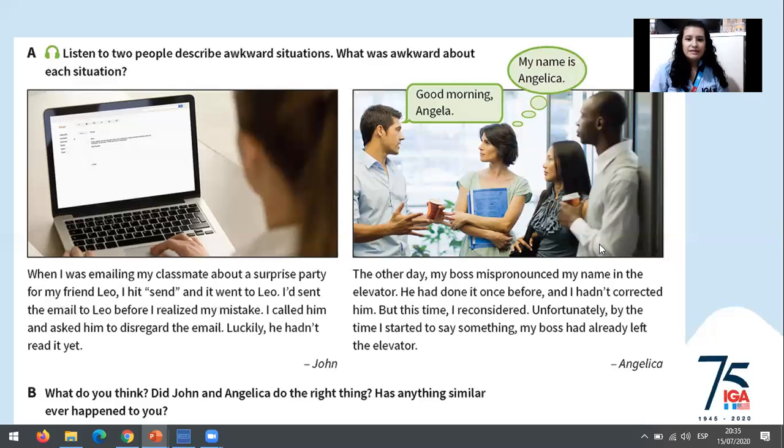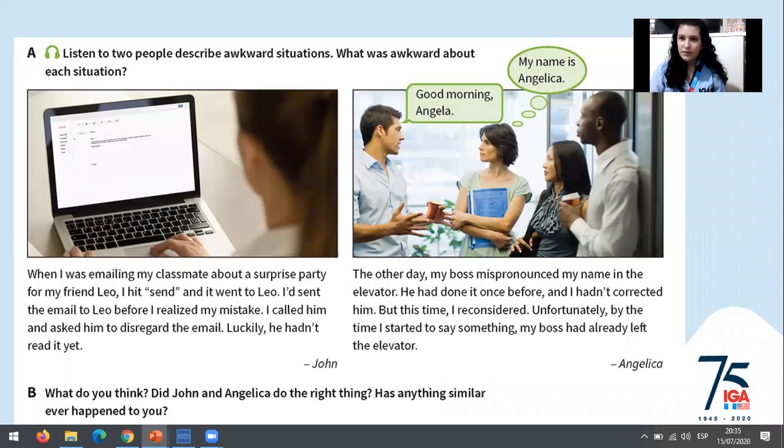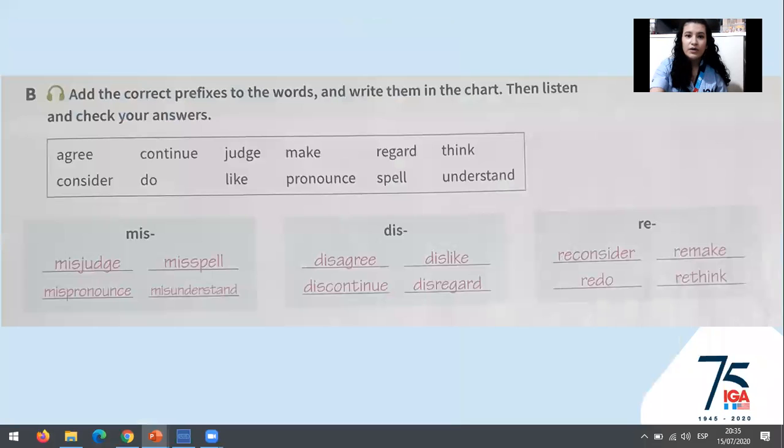Now, has anything similar ever happened to you? And this is an interesting question. What has happened to you that has been awkward? And so you're going to write down your experience. I want at least 7 lines because I want you to tell a little bit of the details that happened. And please have it ready for our session. I want it to be something similar to the examples that you have over there. And of course, I'm going to be asking you to use our vocabulary, okay? Right? Fantastic.